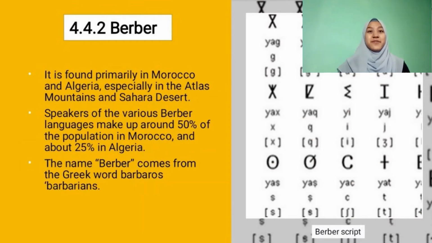Berber. It is found primarily in Morocco and Algeria, especially in the Atlas Mountains and Sahara Desert. Speakers of various Berber languages make up around 50% of the population in Morocco and about 25% in Algeria. The name Berber comes from the Greek word barbaros, barbarians. And the way they say thank you in Berber is sahih.